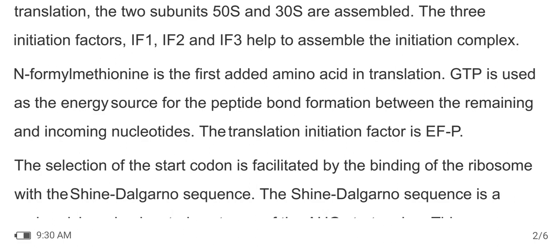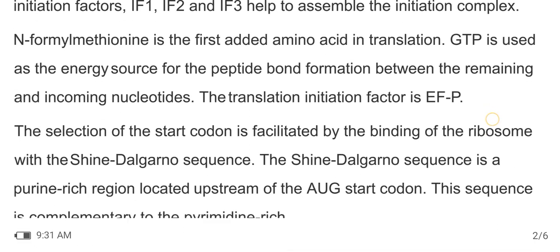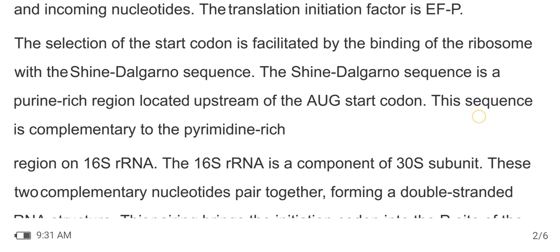N-formyl methionine is the first added amino acid in translation. GTP is used as the energy source for the peptide bond formation between the remaining and incoming amino acids. The translation elongation factor is EF-P. The selection of the start codon is facilitated by the binding of the ribosome with the Shine-Dalgarno sequence. The Shine-Dalgarno sequence is a purine-rich region located upstream of the AUG start codon.